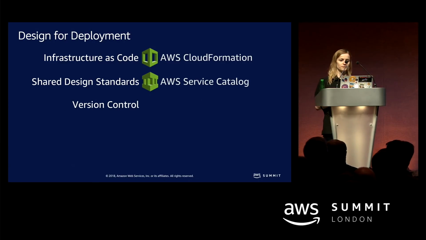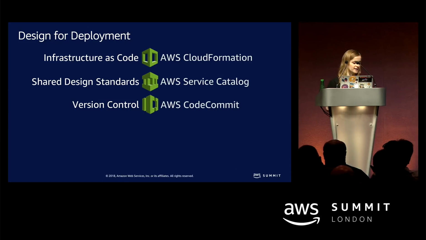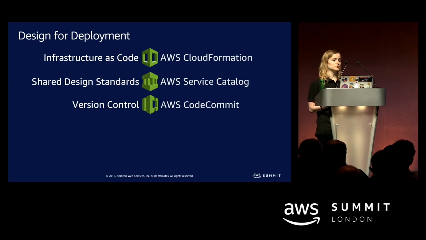Version control. It enables you to track the changes between environments. It allows you to have a faster development and deployment lifecycle. AWS CodeCommit is a fully managed source control service that makes it easy for companies to host secure and highly available Git repositories.